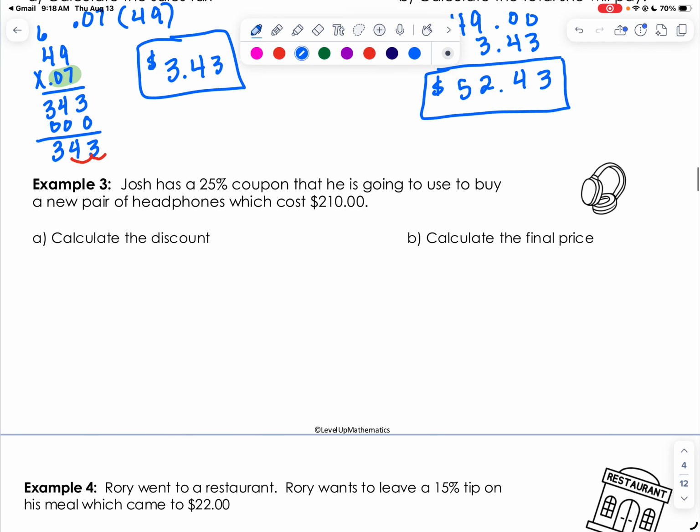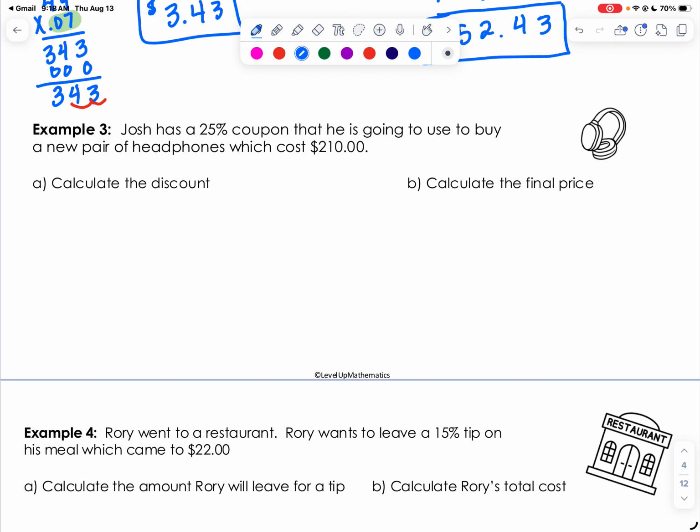Example 3. Josh has a 25% coupon that he's going to use to buy a new pair of headphones, which cost $210. Calculate his discount. So we're trying to determine what is 25% of 210. So the decimal equivalent for 25% is 0.25, and we're going to multiply that by the whole, which is 210.